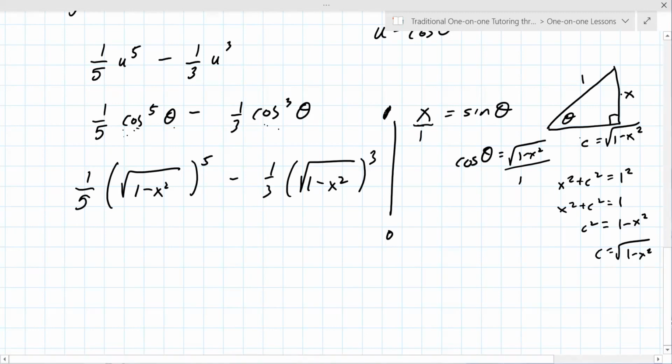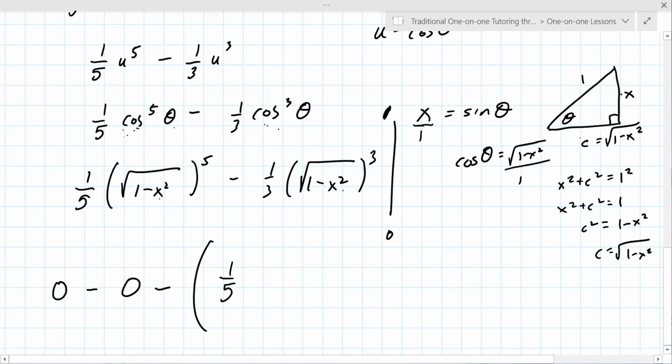Yep. So now we've got to evaluate the integral here. We're still not even done. The top bound is 1. When you put 1 in for x, you get 1 minus 1, which is 0, so it becomes 0. So you get 0 minus, now we've got to do the bottom bound. When you put 0 in here, you get 1 minus 0 squared, that's 1. Square root of 1 is 1. 1 to the 5th power is 1. So you just get this coefficient 1/5.